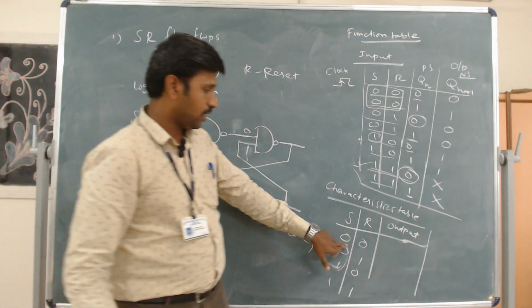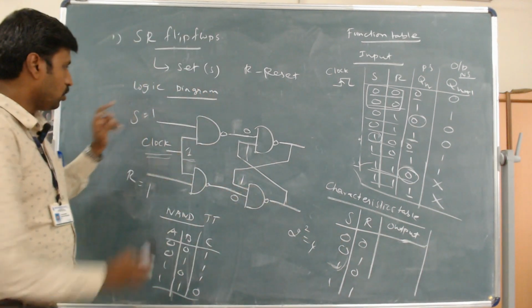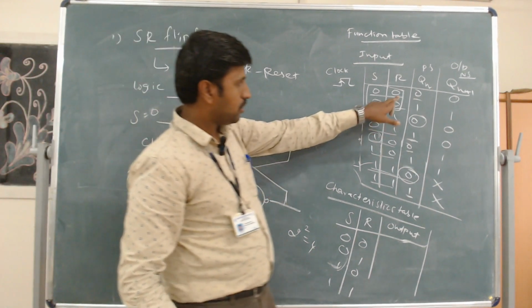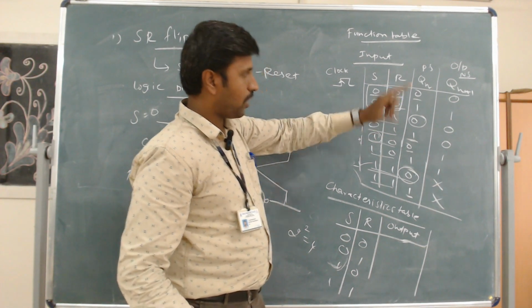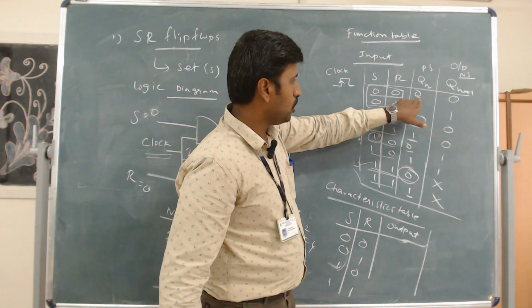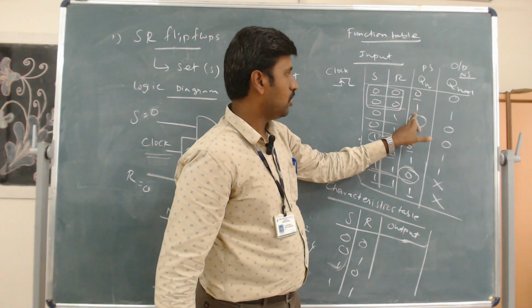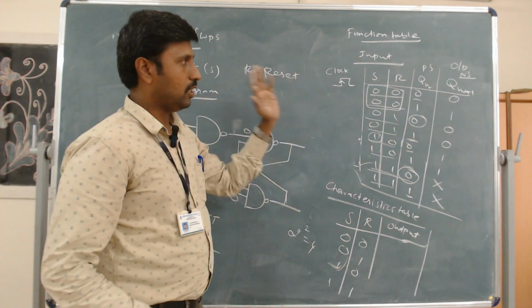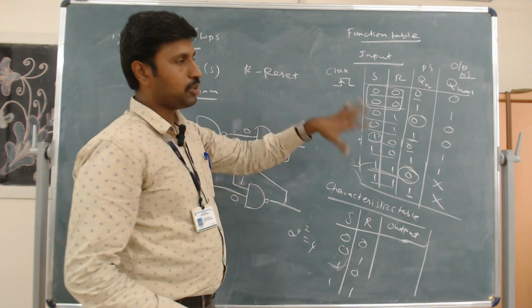Whatever the states, when I am given the 0 0 inputs, what output am I getting? When I am given 0 0, Q of n plus 1 will be 0. Similarly for 1, Q of n plus 1 will be 1. This is called the same state: the present state is equal to the next state.